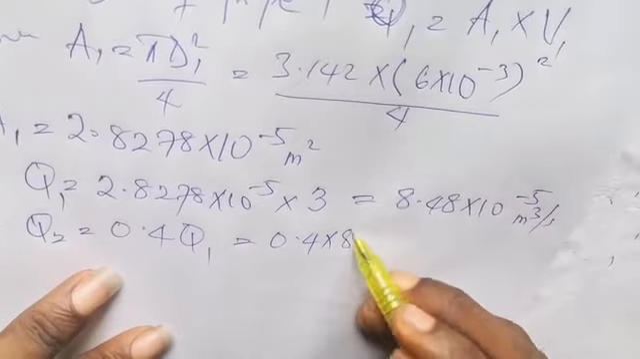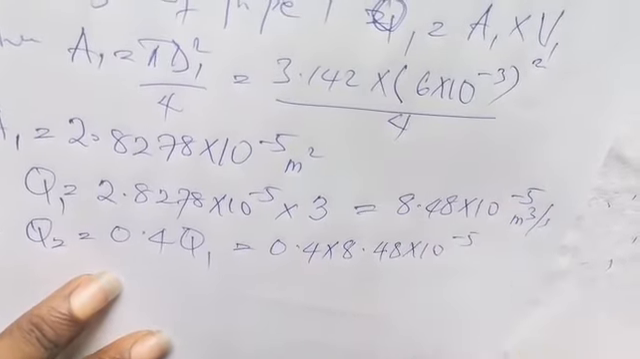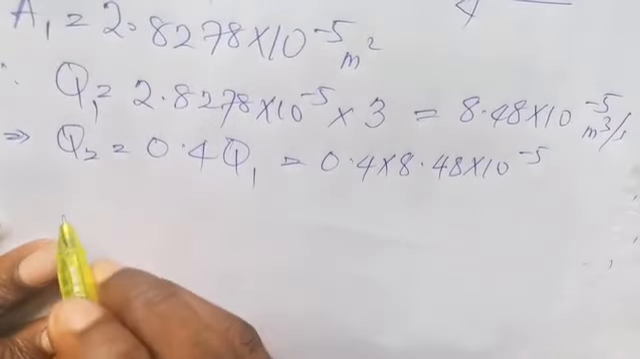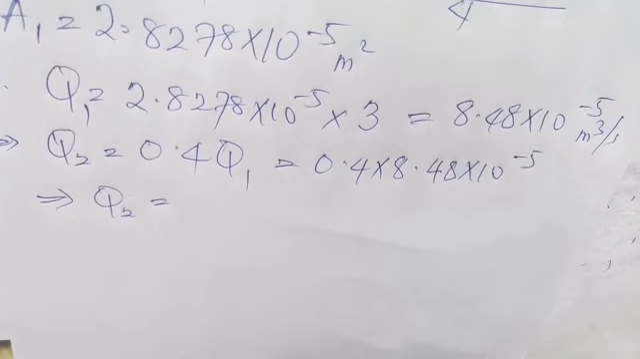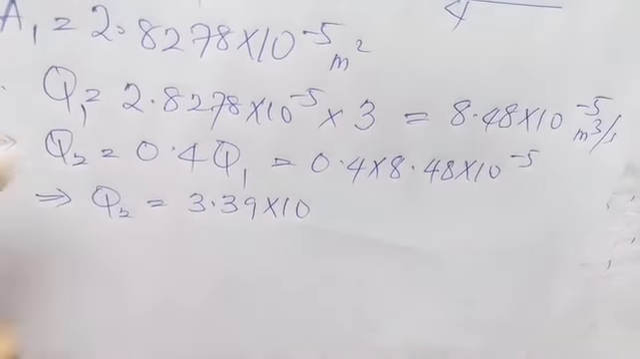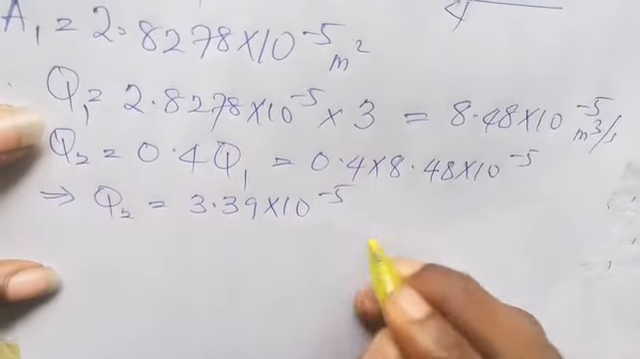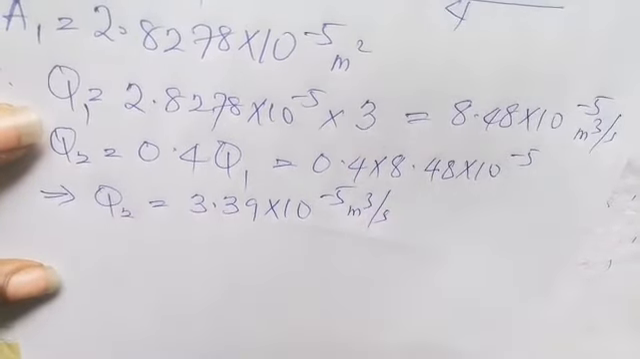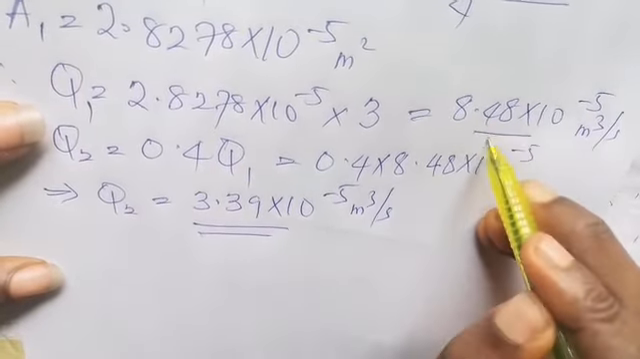Q1 gave us 8.48 by 10 to the power of minus 5. So this simply means that Q2 itself is equal to that times 0.4, which gives us 3.39. Q2 equals 3.39 multiplied by 10 to the power of minus 5 meter cube per second. So this is the second discharge, this is the first discharge.